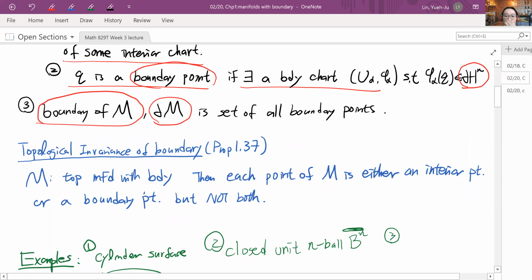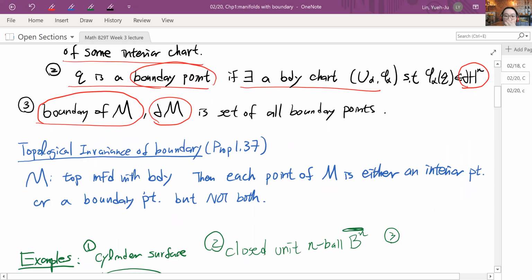When we talk about topological boundary, it depends on what topology you are using, because it would be totally different if you regard a manifold or a space as a subspace of some larger space, or if you regard that manifold or space as an abstract topological space itself. So we need to be careful about which topology we use here. Once you use a totally different topology, the corresponding topological boundary will be different. So you want to distinguish the two.